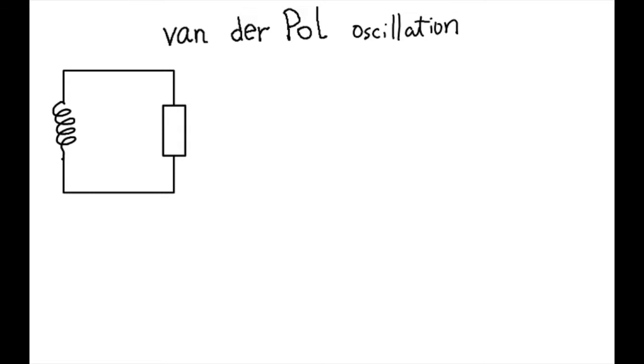Hello everyone. In this video, we are going to talk about van der Pol oscillation. Van der Pol is the name of a person. And the system is this circuit. So we have a linear inductor and a nonlinear resistor.